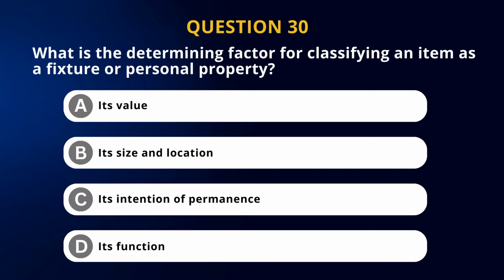Question number 30. What is the determining factor for classifying an item as a fixture or personal property? Letter A, its value. Letter B, its size and location. Letter C, its intention of permanence. Letter D, its function.